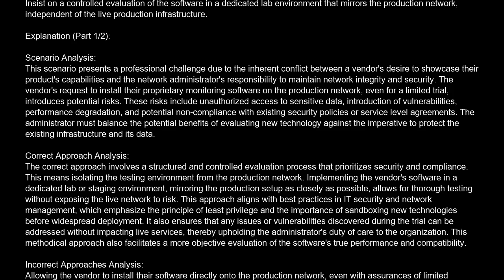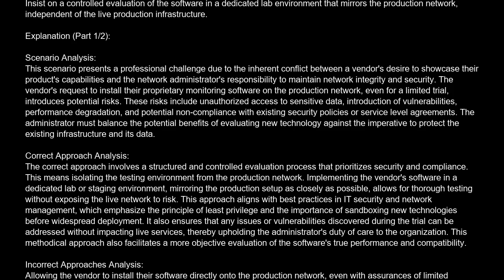Correct approach analysis. The correct approach involves a structured and controlled evaluation process that prioritizes security and compliance. This means isolating the testing environment from the production network, implementing the vendor's software in a dedicated lab or staging environment, mirroring the production setup as closely as possible, which allows for thorough testing without exposing the live network to risk. This approach aligns with best practices in IT security and network management, which emphasize the principle of least privilege and the importance of sandboxing new technologies before widespread deployment.